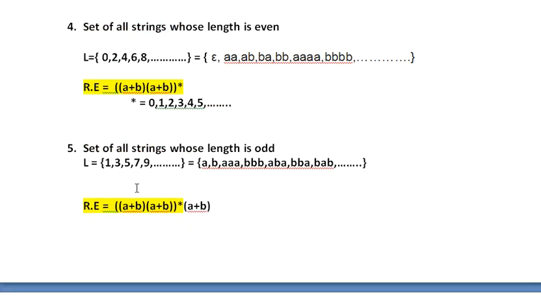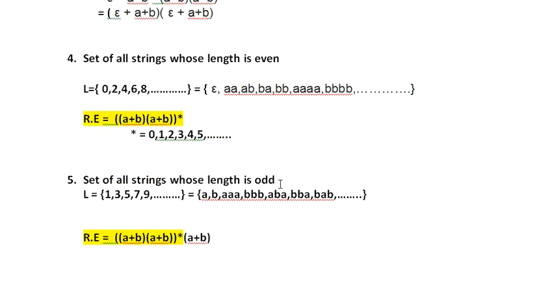Now move to the next example. The next example says that length is odd. Definitely it will comprise the possible combinations of length 1, length 3, length 5, 7, 9, and so on. If I take the particular strings, length equal to 1 means either a or b. Length equal to 3 means 3 times a, 3 times b, then aba, bba. Length equal to 5 means 5 times a, 5 times b, or any possible combination of a and b of length 5. Like this, it will keep on going.